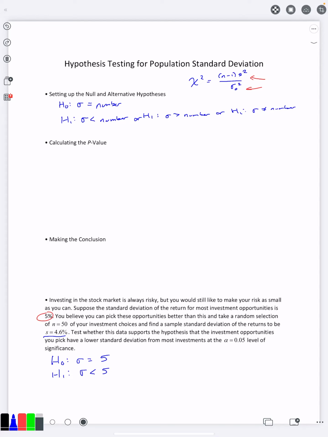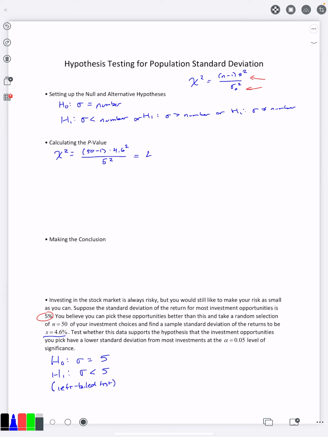Okay, so now that we have this here and we've identified that it is a left-tailed test, in order to calculate the p-value, the first thing we have to do is calculate this chi-square number here. So n minus 1 is going to be 50 minus 1, times the s, which is 4.6 squared, over the sigma 0, which is 5 squared. So we go ahead and put this into our calculator here. 49 times 4.6 squared divided by 5 squared.